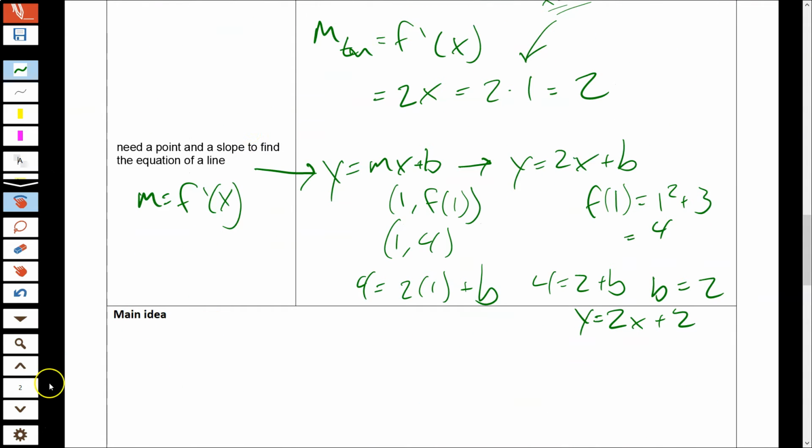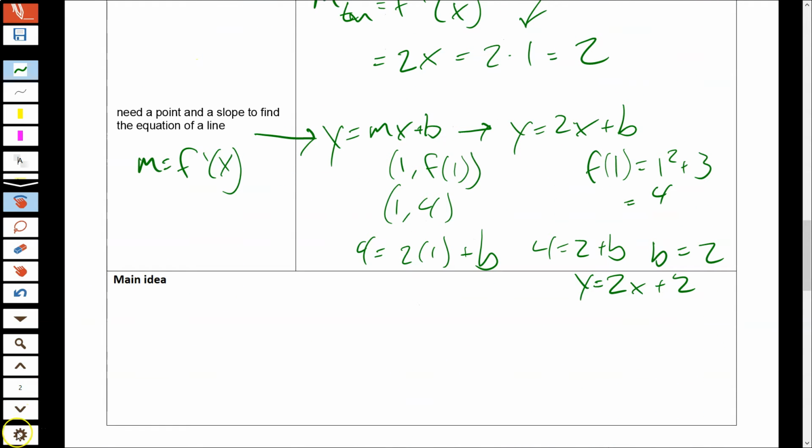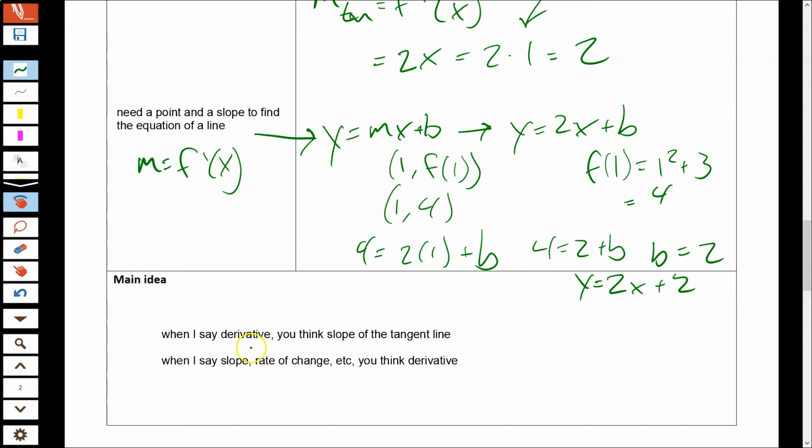Okay. So key takeaway. Make sure you have this definition of the derivative written down. And then the key takeaway here is what the derivative means. So when I say derivative, you think slope of the tangent line. When you hear slope, rate of change, you think derivative.